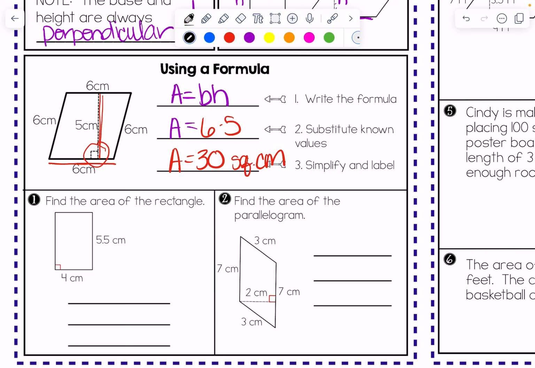In this first example, if I wanted to find the area of this rectangle, I'm going to start with my formula, A equals base times height. Then I plug in what I know. My base and my height are 5.5 and 4, and they're perpendicular to each other. If I multiply those, I end up with 22. Again, I could say square centimeters, or centimeters squared is another way that you'll see area written.